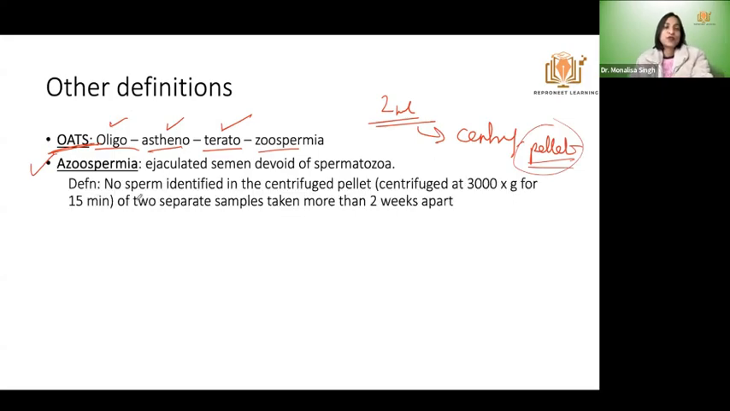That is why the definition of azoospermia is no sperm identified in the centrifuged pellet. 3000 g, 2 separate samples are taken. G is a unit of centrifugation. 2 separate samples, 2 weeks apart. You have centrifuged, you have checked the pellet. Then when you see no spermatozoa, then you call it azoospermia.